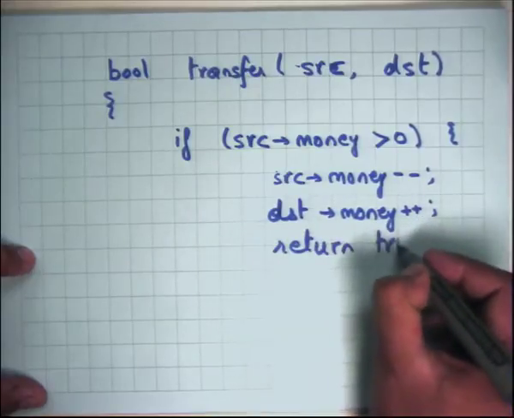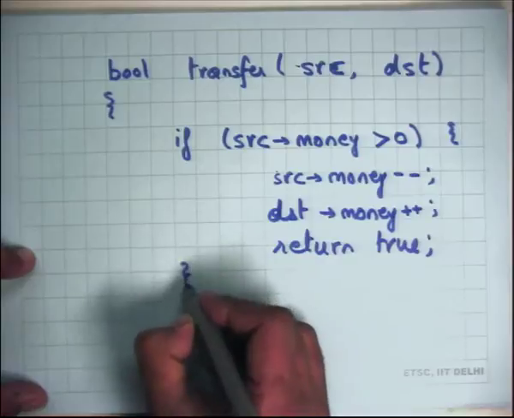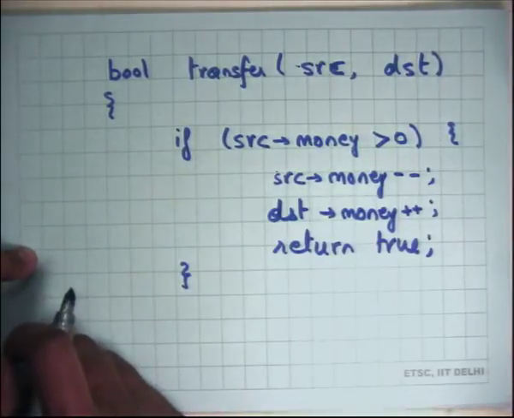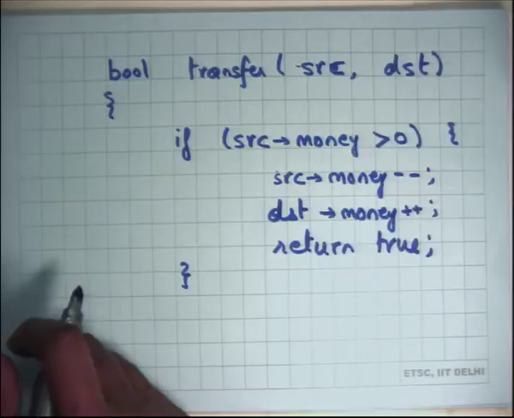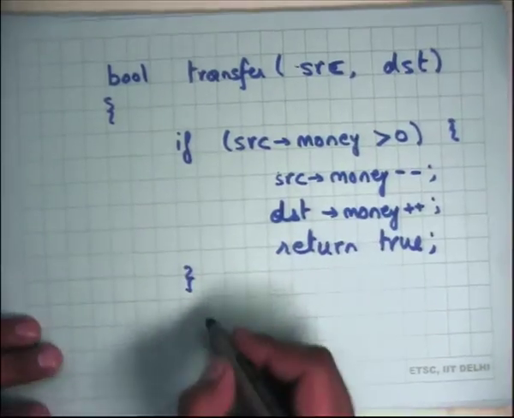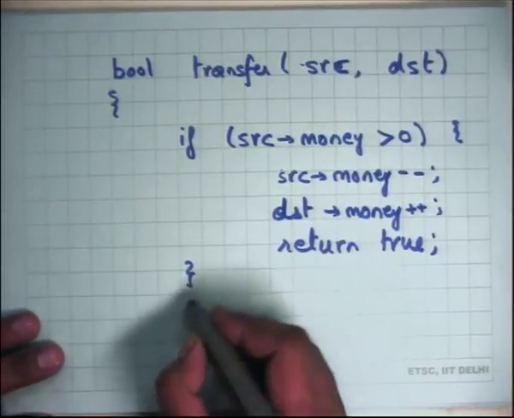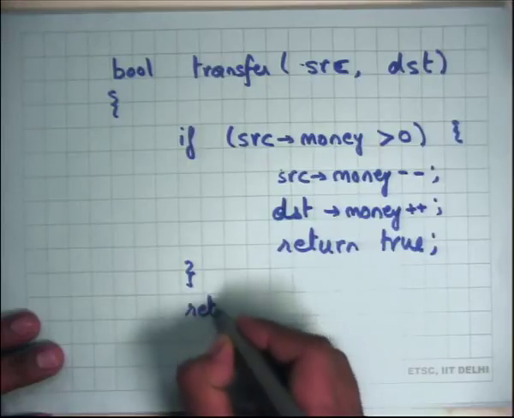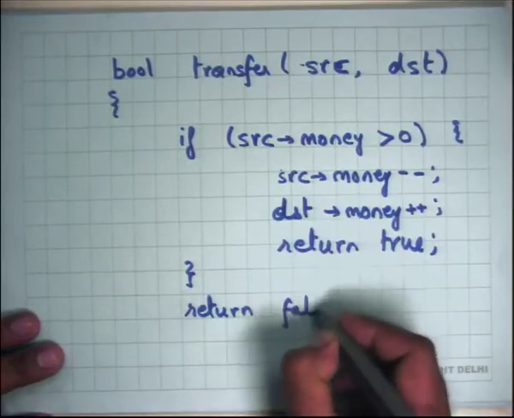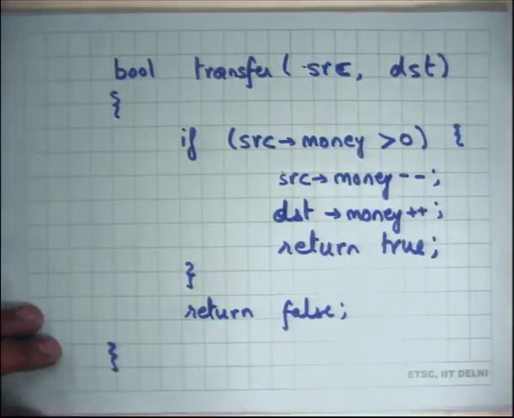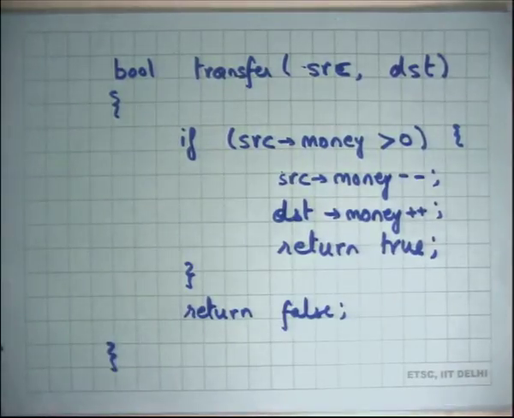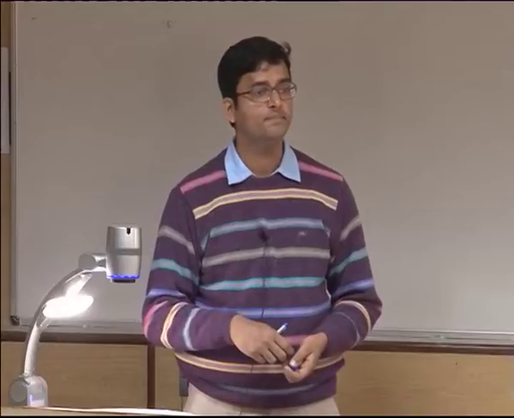So the intent of the transfer function is to transfer, let's say, 1 unit of money from the source account to the destination account, and it can only transfer if the money was actually positive, and otherwise it just returns false. So this is my transfer function. Now assume that this function is correct if you're running it in a single thread, but if multiple threads are running this code, then bad things can happen. What are some bad things that can happen?